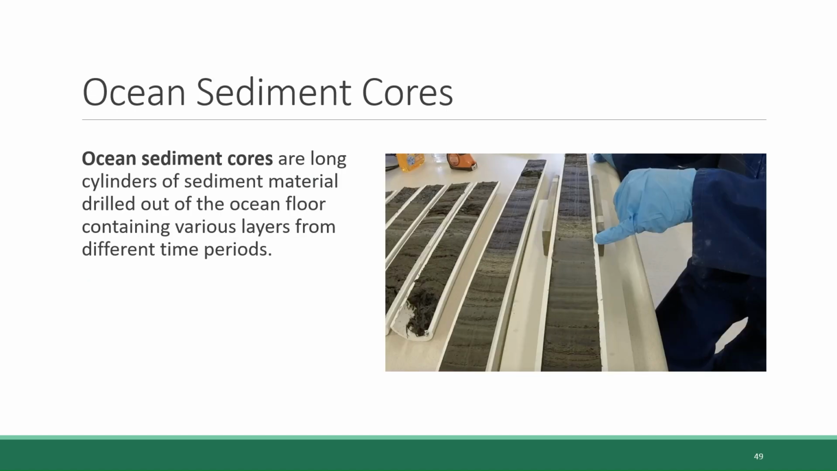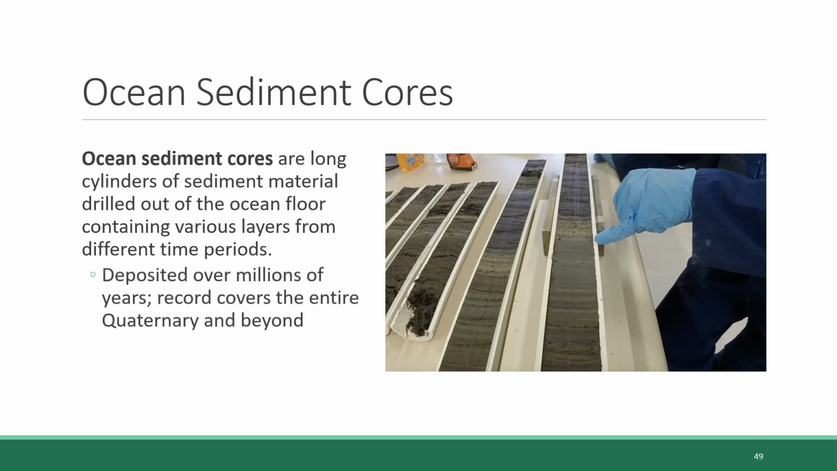One final related piece of evidence to talk about while we're on the topic of ice cores is ocean sediment cores. Ocean sediment cores are long cylinders of sediment material that gets drilled out of the ocean floor. And like ice cores, they contain various layers spanning different time periods. With ocean sediment cores, however, they cover an even longer time period than ice cores. Instead of looking at a timescale of hundreds of thousands of years, ocean sediment gets deposited over the course of millions of years. So the geologic and climate record that we get from ocean sediment cores spans the entire Quaternary period and beyond.